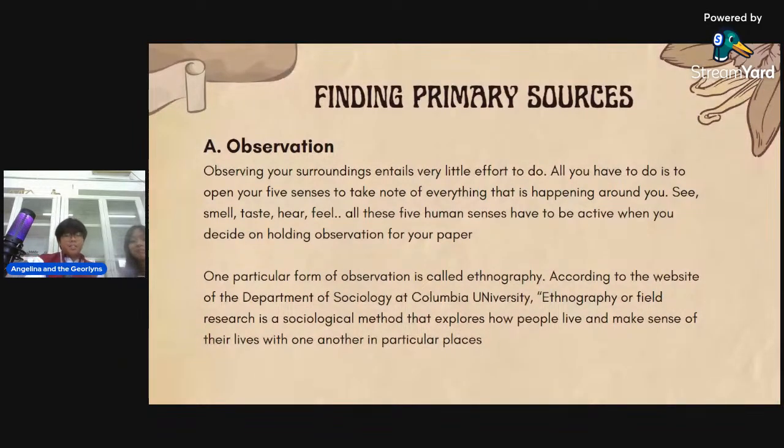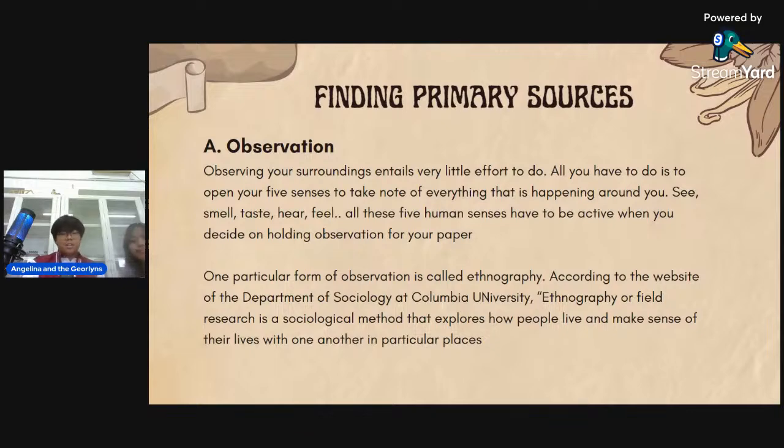Ethnography or field research is a sociological method that explores how people live and make sense of their life with one another in particular places. So basically, ethnography is you're going to include yourself in, so you can observe what's happening in the surroundings that you want, basically taking note of everything that you see around you.